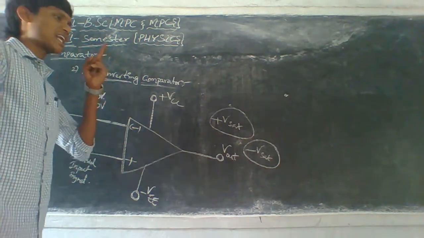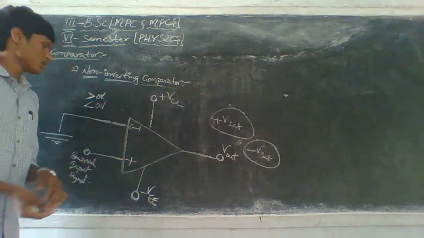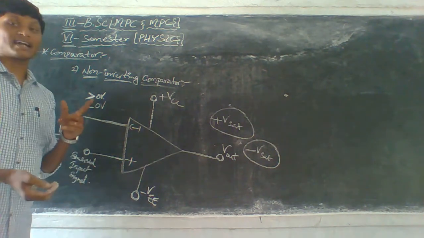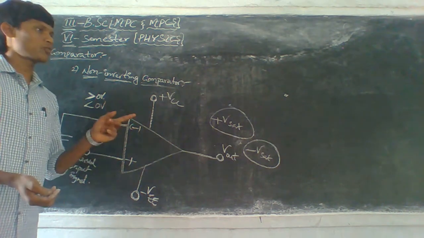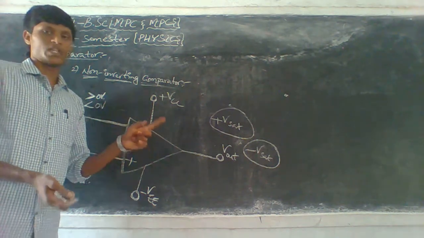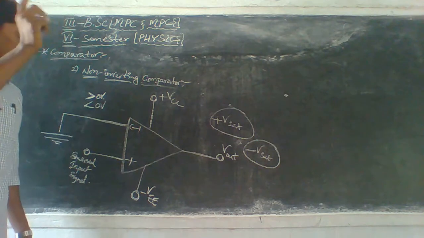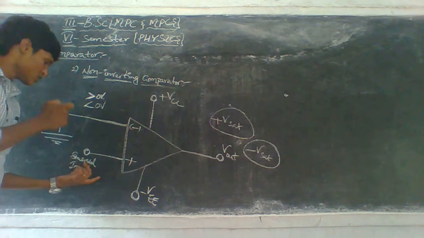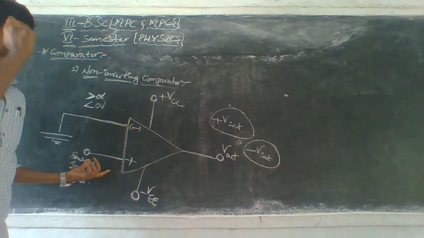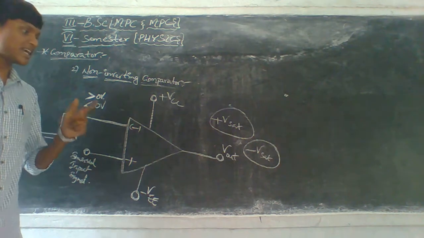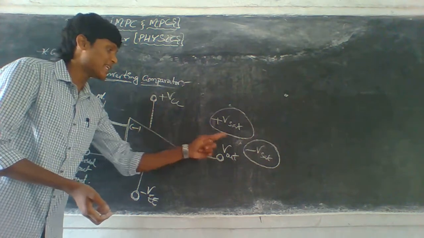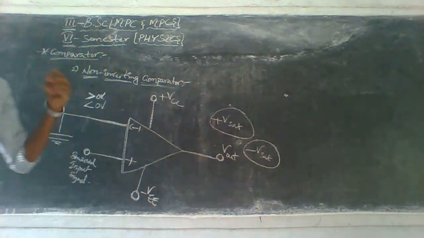So, for the positive half cycle, the sinusoidal input signal is greater than 0 volts, and the output value of the non-inverting comparator is equal to plus V sat. For the negative half cycle, the sinusoidal input signal is less than 0, and then the output value of the non-inverting comparator will be equal to minus V sat.